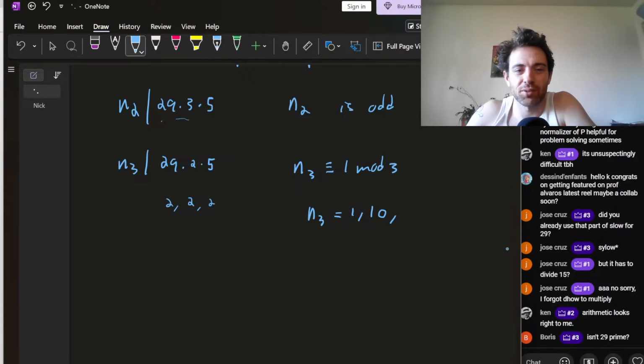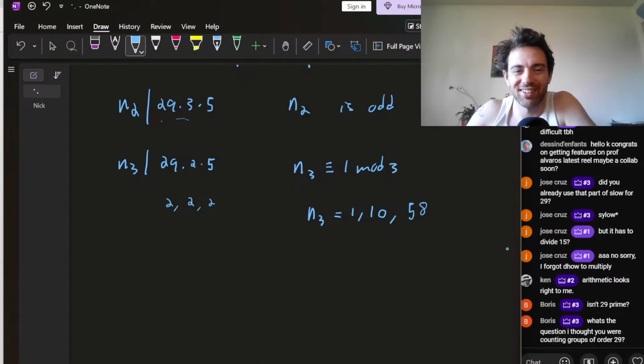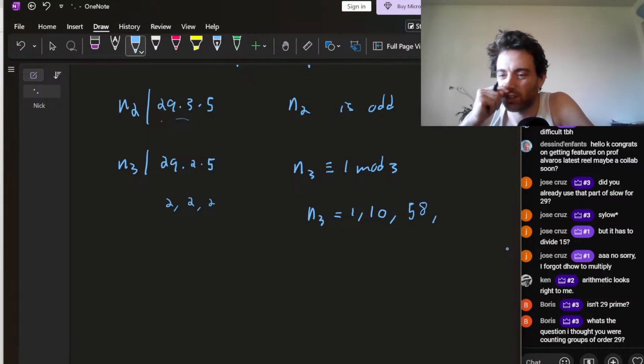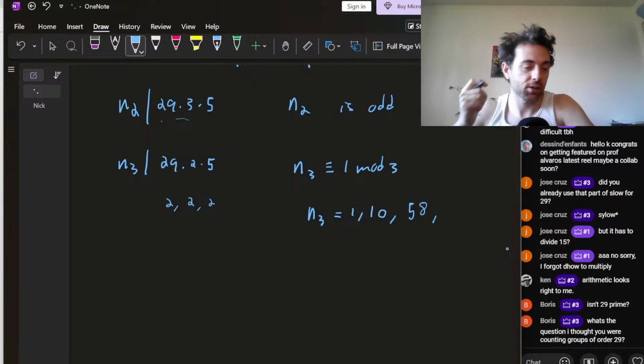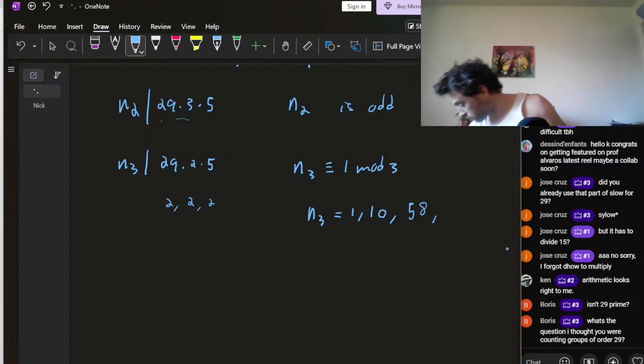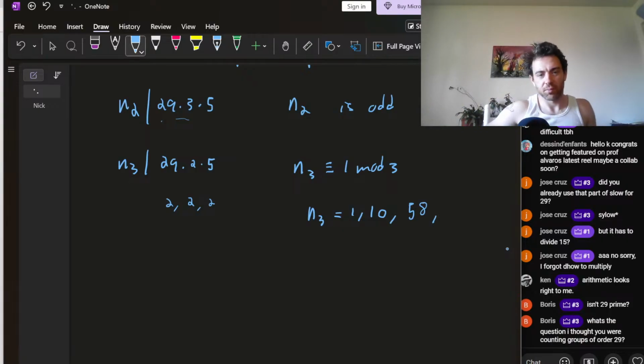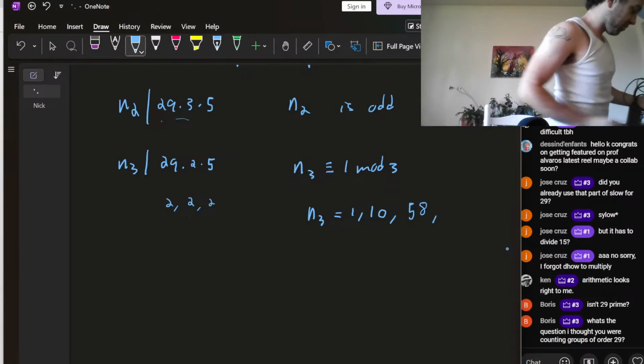So this could be 1, this could be 10, this could be... Yeah, I feel like this approach maybe isn't helpful, but let's keep on it. So this is 58. What's the question? I thought you were counting groups of order 29. Yeah, we're counting the Sylow subgroups of order 29. Maybe we do need to go to the class equation.